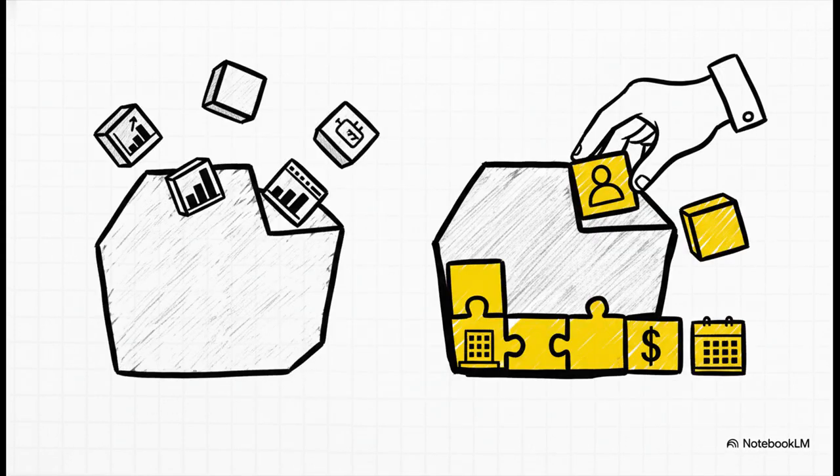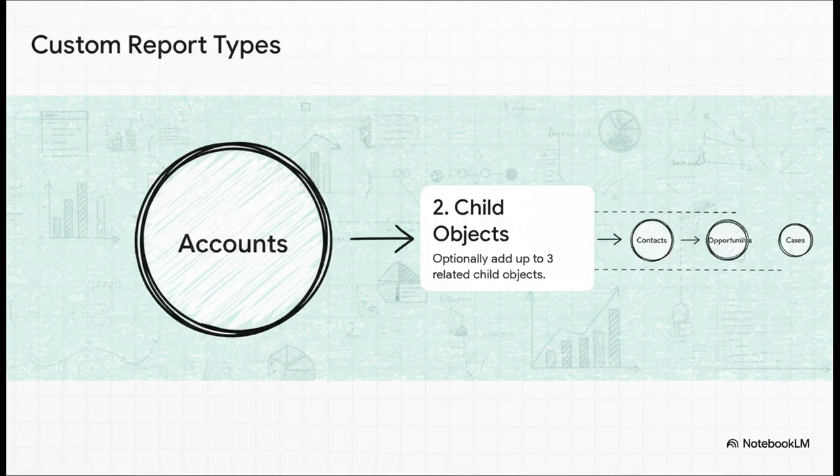But you're going to hit a point where the standard stuff just can't get you the answer you need. When that happens, you level up and build a custom report type. This lets you decide exactly which objects and which fields you want to see together. And I know it sounds kind of intimidating, but it's actually really simple. You just pick your main object, like accounts, and then you can link up to 3 other related objects, like contacts, then opportunities, then cases, all in one report. It unlocks some seriously powerful insights.